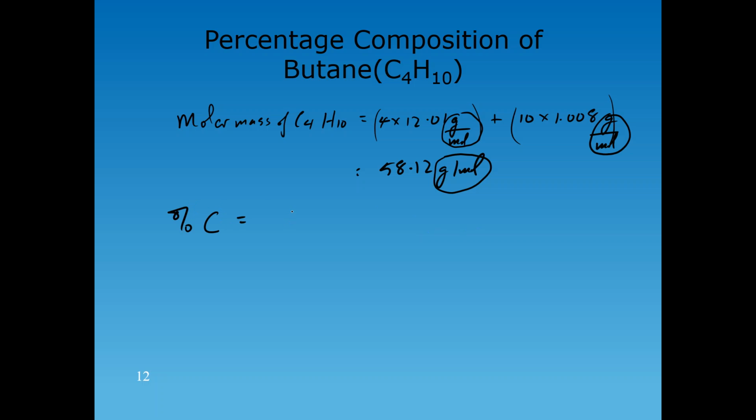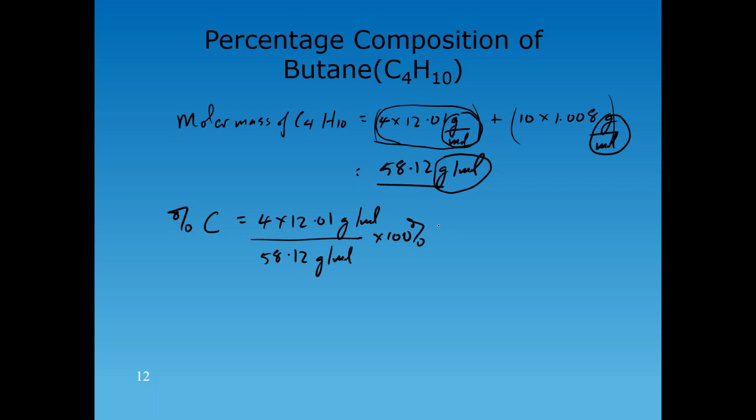So I'm going to start off with carbon. The percentage of carbon would be the total molar mass of the carbons present according to the formula per mole. So that would be 4 times 12.01 grams per mole divided by the total molar mass of the entire compound, which is 58.12 grams per mole, times 100%. So this will be equal to 48.04 grams per mole divided by 58.12 grams per mole times 100%.